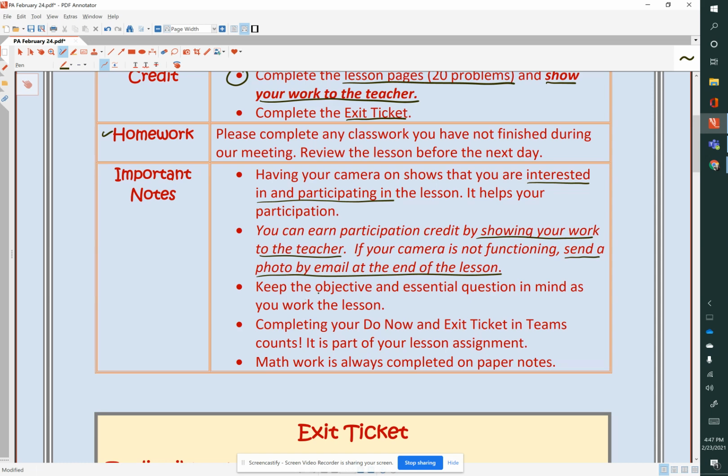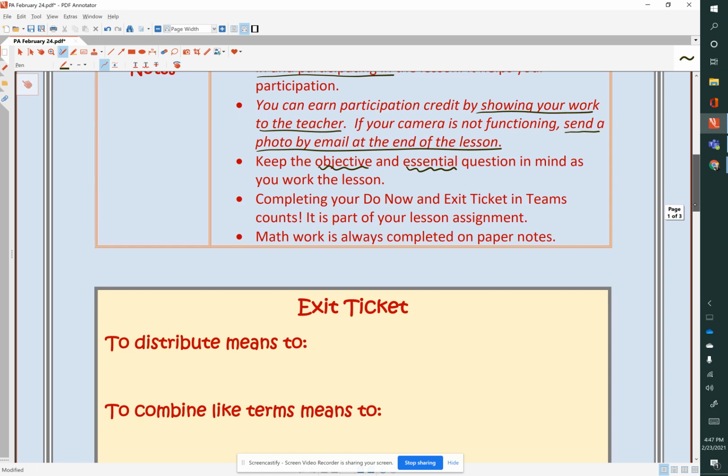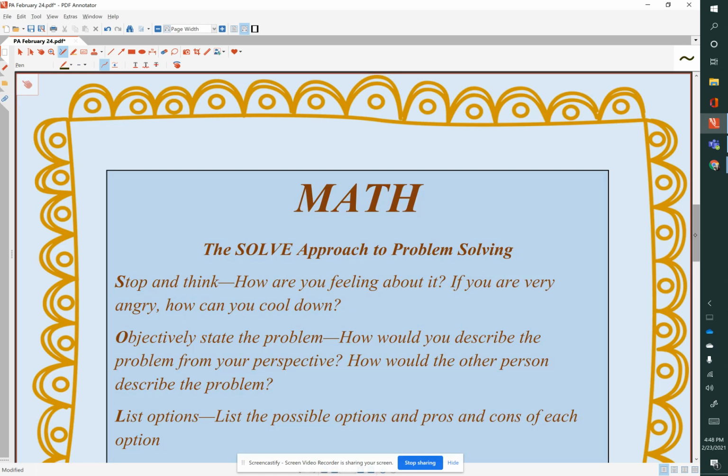Keep your objective and your essential question in mind as you work the lesson. That will help you. Remember, completing your Do Now and Exit in Teams counts. It is part of your lesson assignment, but math work is always completed on paper notes. Okay, there is our exit ticket. We'll get back to that in a few minutes.